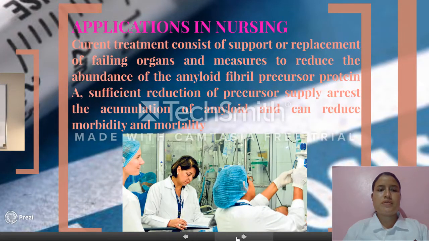Application in nursing. Current treatment consists of support or replacement of failing organs and measures to reduce the abundance of the amyloid fibril precursor protein. A sufficient reduction of precursor supply arrests the accumulation of amyloid and can reduce morbidity and mortality.